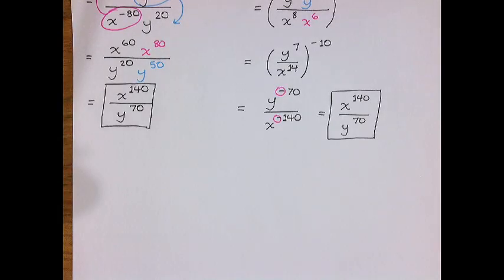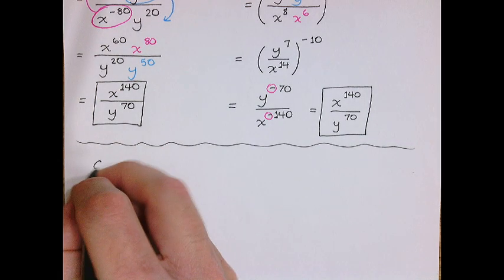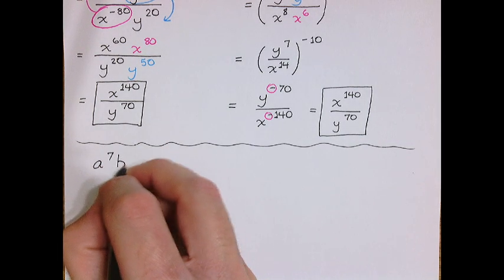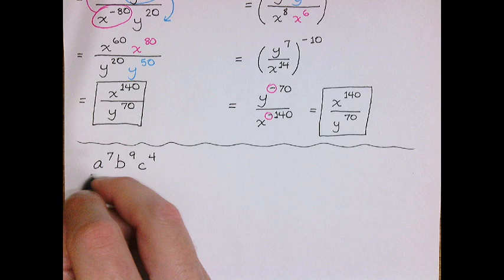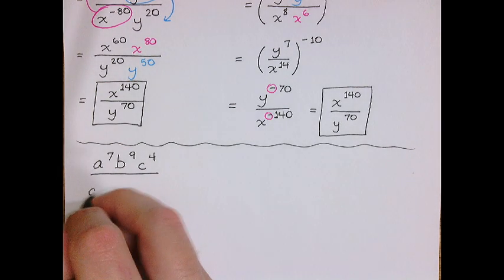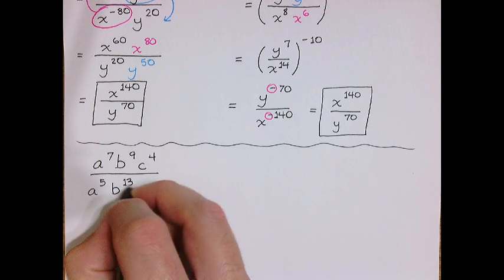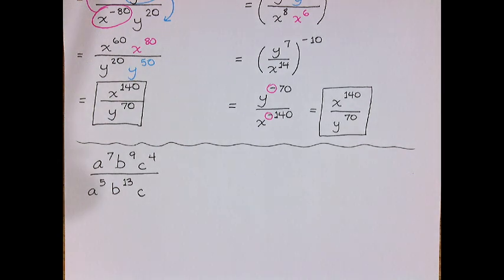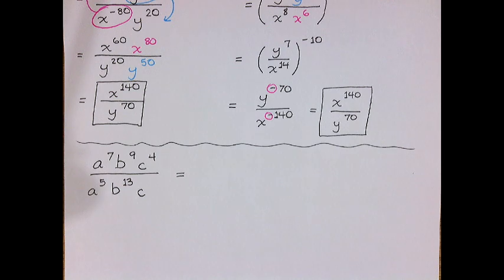Okay. Now, I do want to go back to something we were talking about before. Suppose I do a big fraction like this. A to the 7th, b to the 9th, c to the 4th, all over a to the 5th, b to the 13th, c. Now, in a problem like this, all you have to do is figure out where do you have more of each of the variables. That's all you got to figure out.